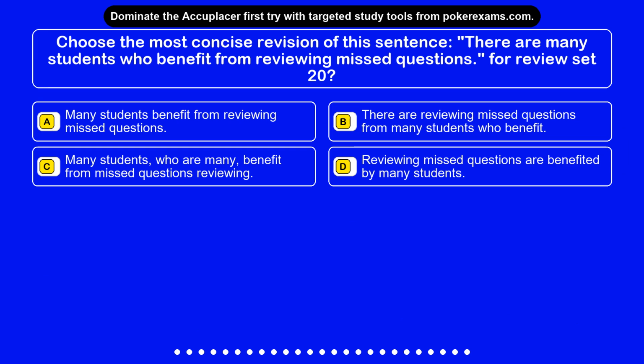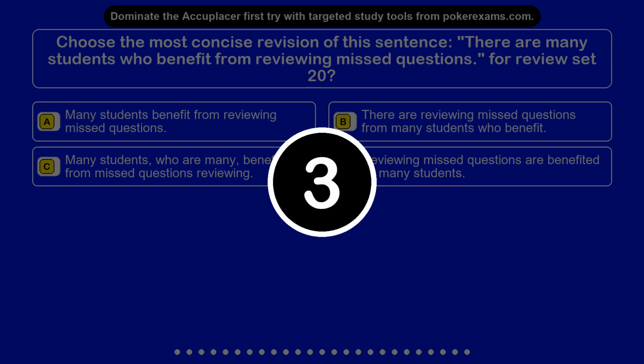Question 22. Choose the most concise revision of this sentence. There are many students who benefit from reviewing missed questions. For review set 20. Option A. Many students benefit from reviewing missed questions. Option B. There are reviewing missed questions from many students who benefit. Option C. Many students, who are many, benefit from missed questions reviewing. Option D. Reviewing missed questions are benefited by many students.